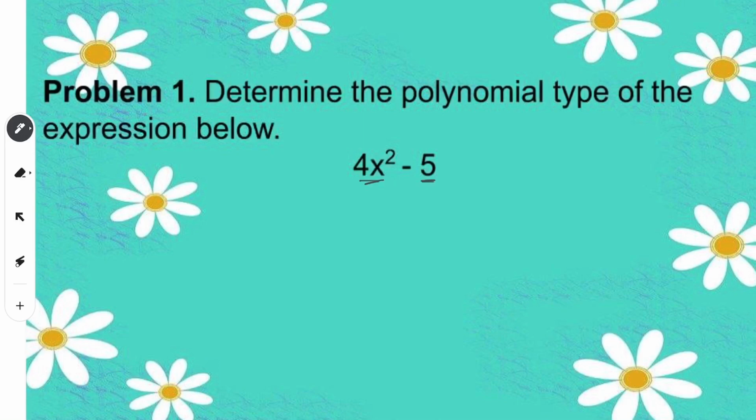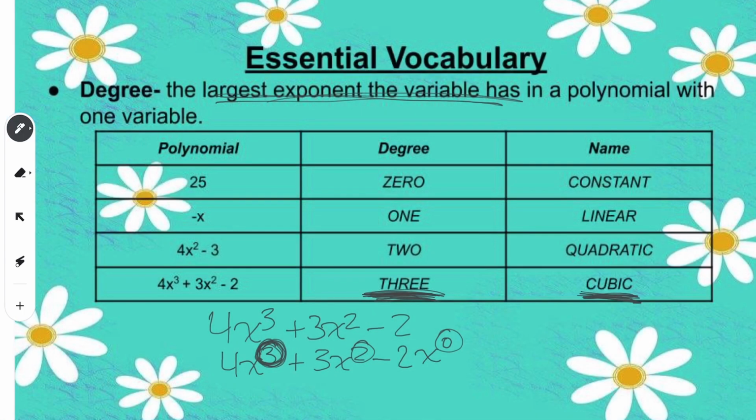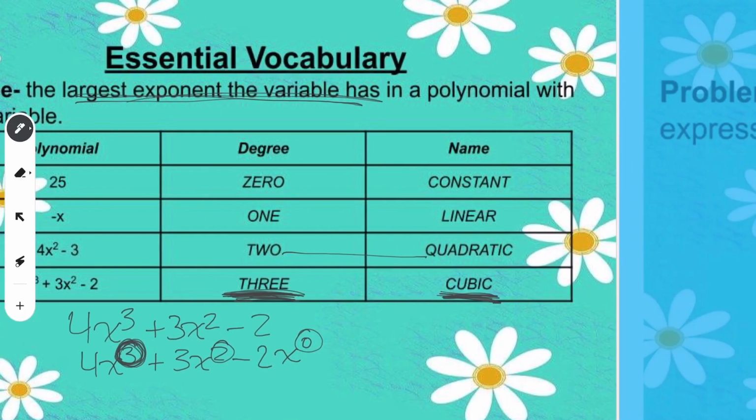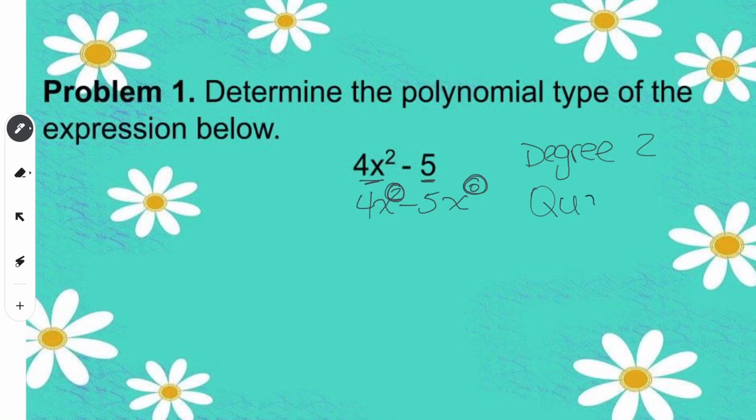So we have 4x squared minus 5. Remember, constants can be written as the number times x to the power of 0. And then you bring down your 4x squared. So I see that I have an exponent of 2 and an exponent of 0 over here. Since 2 is the higher number, that means we have a degree of 2. And if we go back to the previous slide, a degree of 2 indicates that it is a quadratic. So I'm going to note that over here.